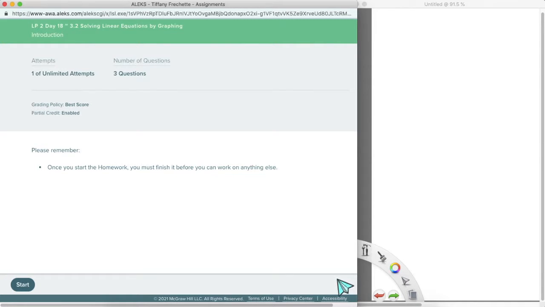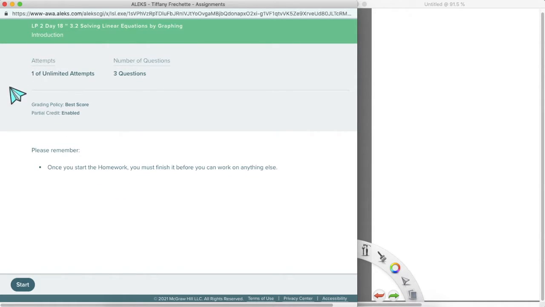Okay, so this is Chapter 3, Section 2, Solving Linear Equations by Graphing. So just as always, I'm going to start off with my little screen tutorial here. This is the way the homework will look when you first open it on Alex, with the exception of a couple of things.